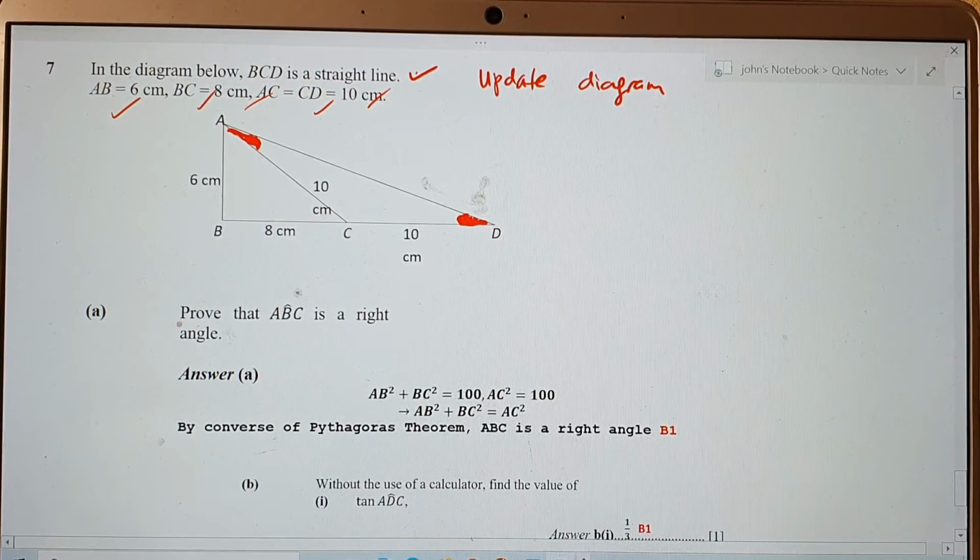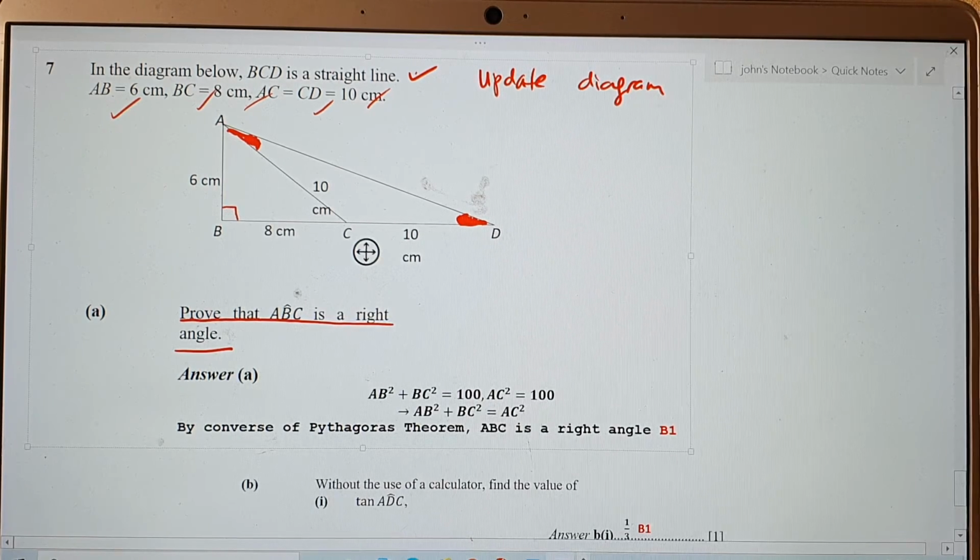Now prove that ABC is a right angle. They want you to show that this is a right angle. Then of course you will say, of course it looks like a right angle. No, you cannot assume that it's a right angle. They're asking you to prove. So how do you prove? Some of you will do this, some of you will do this. Don't do this. You do this, it's straight away 0 already.